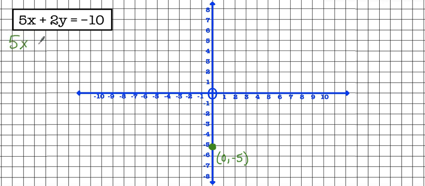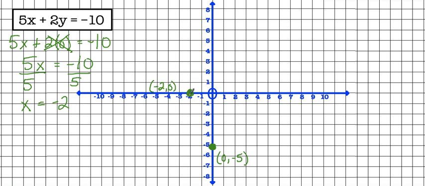So 5x plus 2, substitute that with 0, is equal to negative 10. So this cancels out because it's simply 0. So I have 5x is equal to negative 10. In order to get the x by itself, I have to divide both sides by 5. And x is equal to negative 2. Our x-intercept is negative 2, 0. It's when our y is 0.